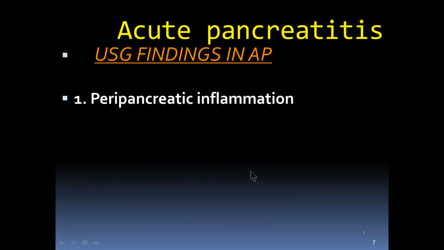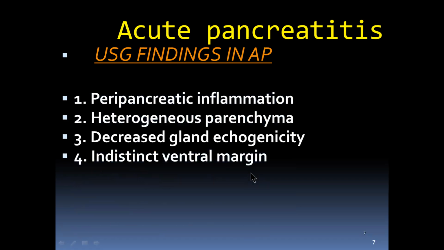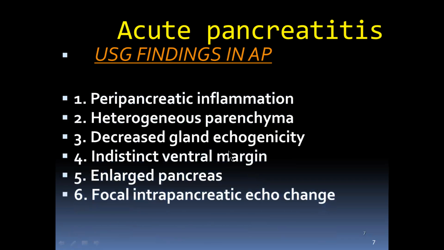Now, what are the USG findings in acute pancreatitis? Most common, I already mentioned, peripancreatic inflammation. Other findings are heterogeneous parenchyma, decreased gland echogenicity, indistinct ventral margin, it becomes irregular. Enlarged pancreatic gland, size of pancreas is increased. There may be presence of focal intrapancreatic echo changes.